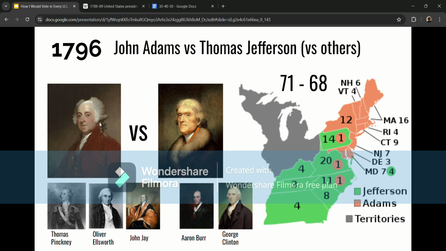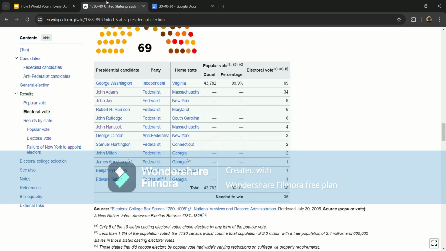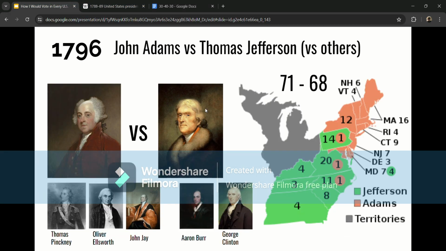So for this one, for me, it kind of comes down to, again, my 30-40-30 rule. So experience, technically, I would say Thomas Jefferson would have more experience than John Adams did. Yes, John Adams has been minister to 3 different countries across his lifetime. He was a signer of the Declaration of Independence, so he was a founding father. He was vice president for 2 terms. But again, vice president is not really a big role, as I just mentioned.